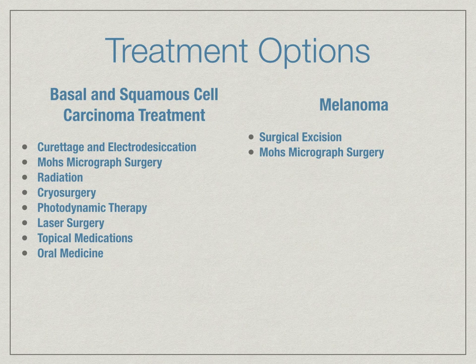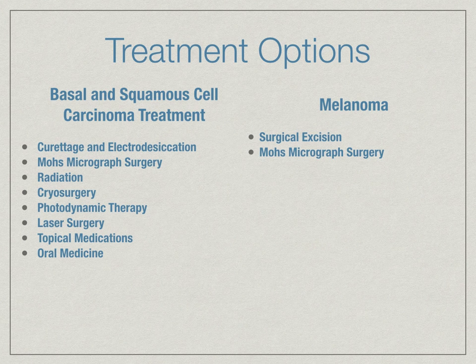So the first treatment that you can get is a curettage and electrodesiccation. This treatment is reserved for smaller growths. The growth will be scraped off with a curette, then the area where the tumor grew is burned, desiccated, with an electrocautery needle. The next treatment is Mohs micrographic surgery.